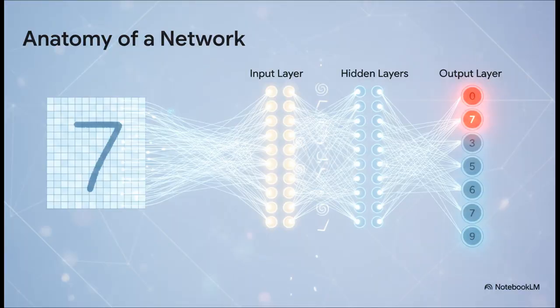So instead of one neuron, we now have layers of them. The input layer has 784 neurons, one for every single pixel in the image. The final output layer has 10 neurons, one for each digit from 0 to 9. And in between are these hidden layers where the real magic happens. The neurons in these layers learn to spot simpler patterns on their own, things like little edges, curves, and loops.